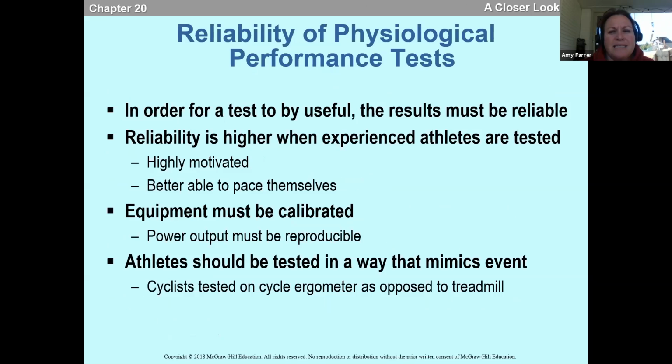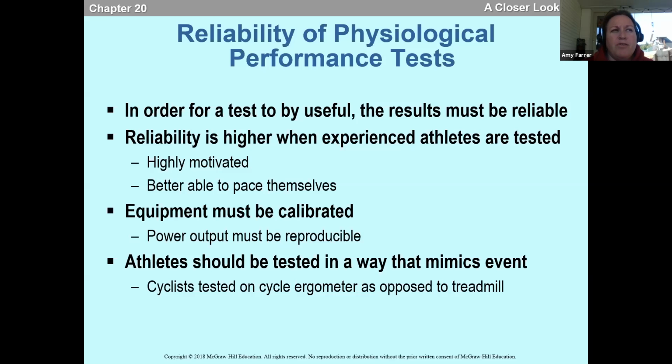The test has to be reliable. It has to be repeatable. Are they more reliable if we're testing an experienced athlete? Yes, they're going to be very motivated. They're going to pace themselves. The more familiar you are with the test, the more you can go at your maximal ability level and still have something left.